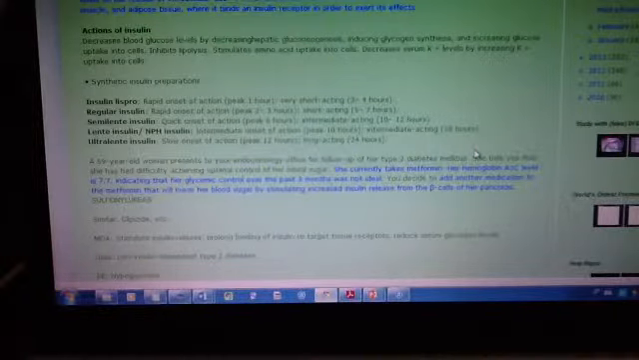So let's look at insulin lispro. There's a rapid onset of action, peak at 1 hour, very short acting. And then regular insulin, with a rapid onset of action, peaking at 2 to 3 hours. You might think of regular insulin such as Humulin. Then there is semilente insulin, which is sort of intermediate acting, and then lente, which is intermediate too, and then there's ultralente, which has a slow onset of action.